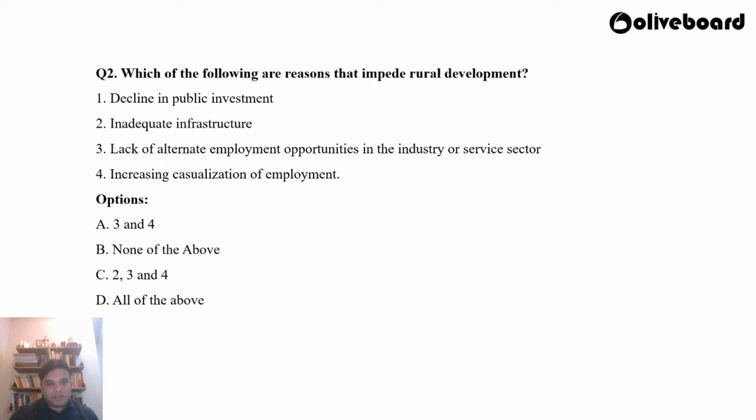Moving on to the next question, which of the following are the reasons that impede rural development? First, decline in public investment. Second, inadequate infrastructure.